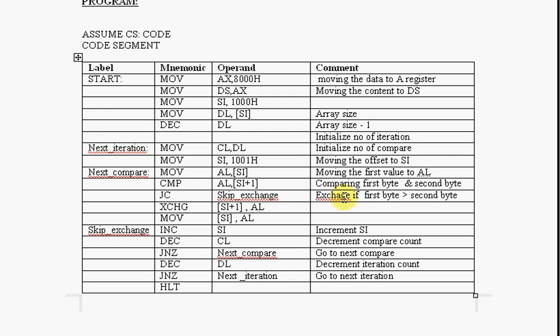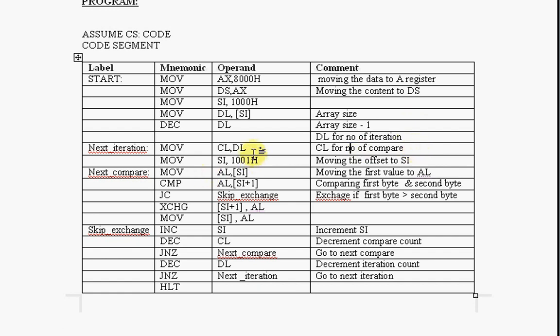So CL is for the number of compares, and DL is for the number of iterations. When you start, the CL and DL registers are the same, array size minus 1 time, because the number of iterations and the number of compares are the same in the first iteration.